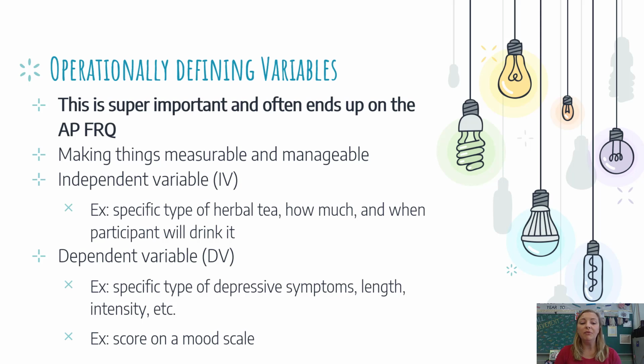For our dependent variable, our variable is depressive symptoms. For this particular study, we're going to have to be aware of the specific type of depressive symptoms that we're looking at, the length that those symptoms happen, the intensity of the symptoms. All of those things are super important to be precise about when we are measuring how often that person is experiencing that symptom. An example for this particular study could be maybe a score on a mood scale.